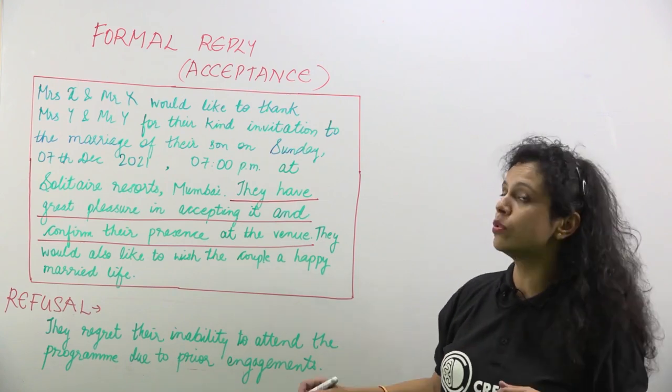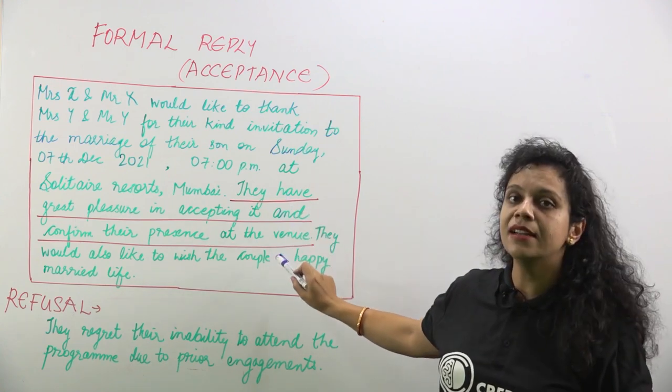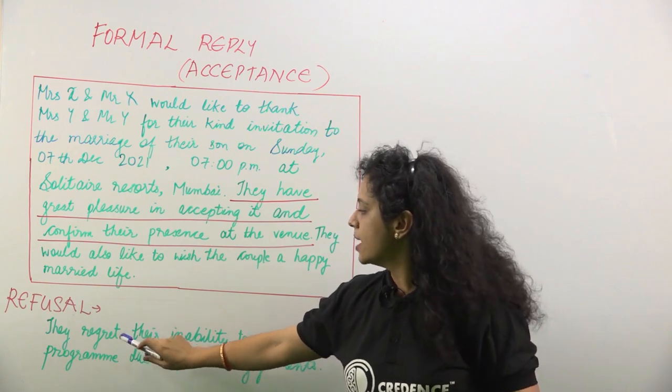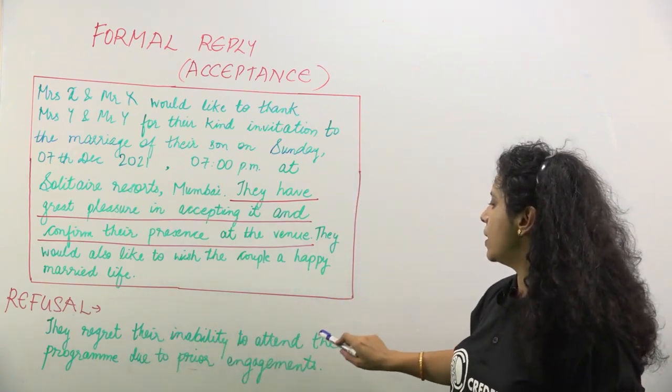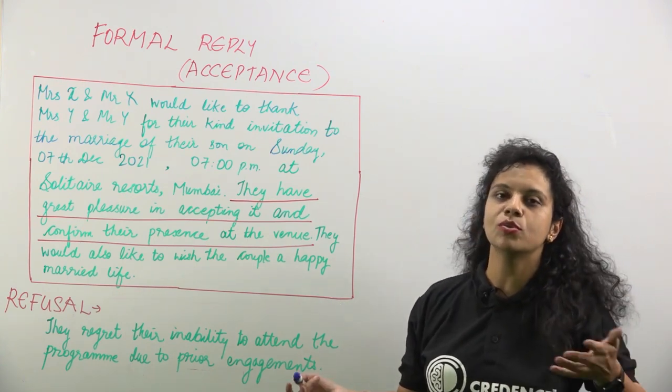What in case you want to write a reply in refusal? You will just change this line, the line that is underlined. Instead of this line, you will be writing this line which states that they regret their inability to attend the program due to prior engagements or due to health issues or due to something else.